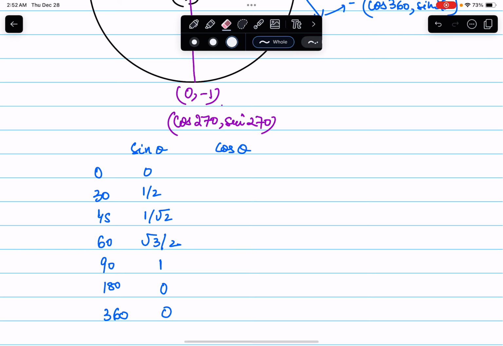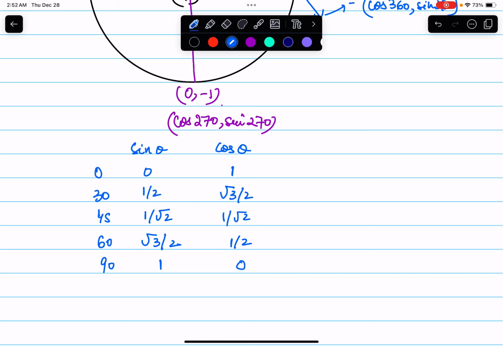And then for cosine, you simply just flip it. So forget about 180 and 360. For cosine, you just flip it. So this is going to be 1. This is going to be root 3 by 2. This is going to be 1 by root 2. This is going to be 1 half, and this is going to be 0. Okay? So as you can see, I'm simply just flipping these values. So they've just been flipped. Okay?